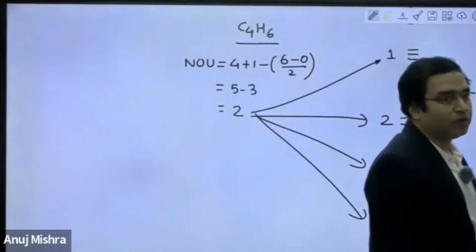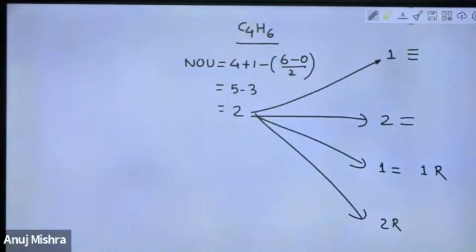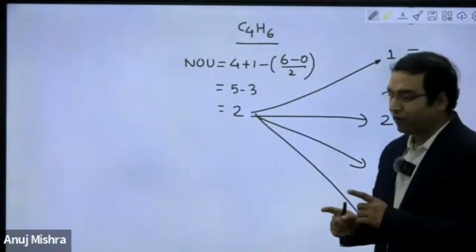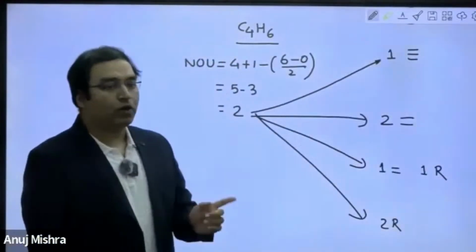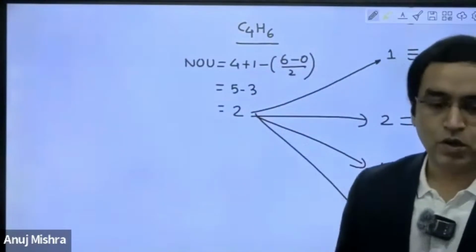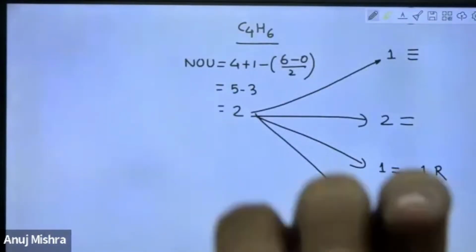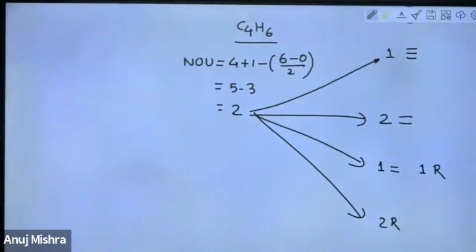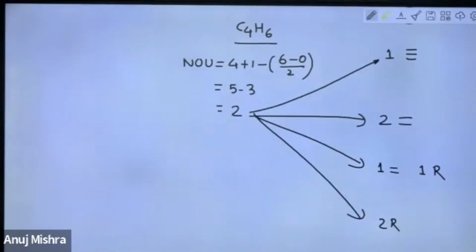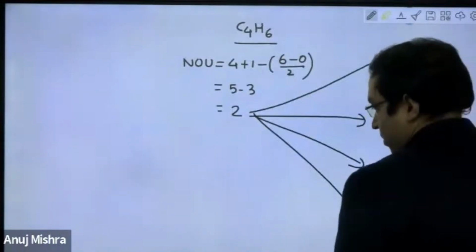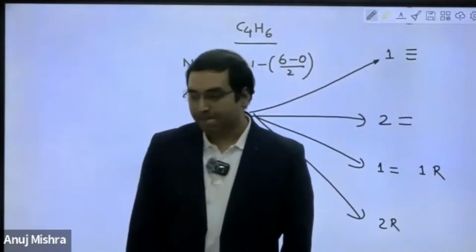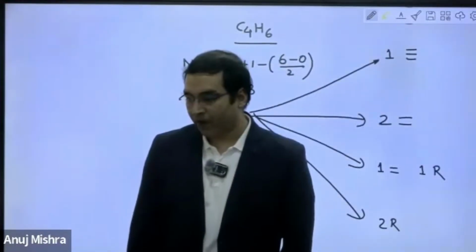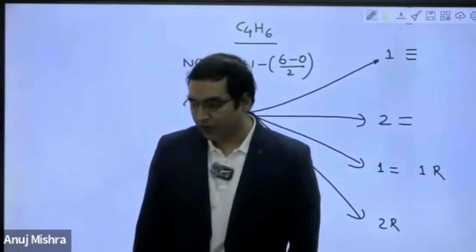Note down. A triple bond has 2 unsaturations. 2 double bonds each will give you 1 unsaturation, so total 2 unsaturations. Similarly, 1 ring and 1 double bond, or 2 rings. They all have 2 unsaturations. Is this clear? Any problem in this part? Akshay ji, clear? Arjun, clear?